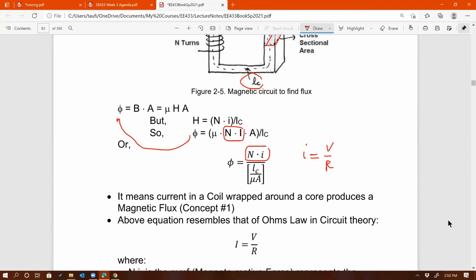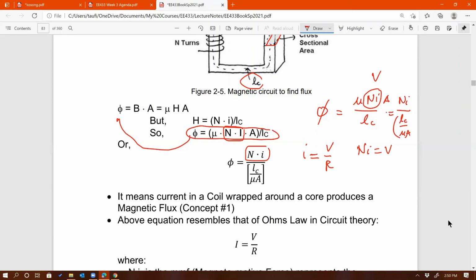Then we know that Ni is equal to V, right? So if you look at this equation right there, what is the equation again? Flux is equal to mu Ni A over LC, right? And then Ni is our V. So that means if I separate the two, Ni, and LC over mu A, right? Like that. Then this is our voltage, and this must be our reluctance, right?